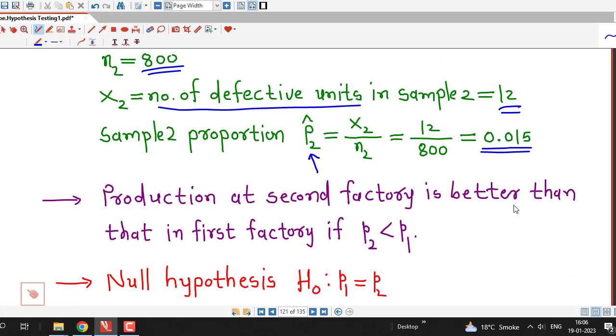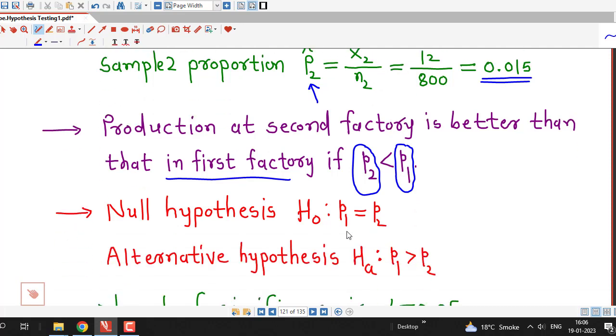Production at the second factory is better than production in the first factory if the proportion of defective items at the second factory is smaller than the proportion of defective items at the first factory. And we consider this null and alternative hypothesis. The null hypothesis always contains the equality sign, so here we consider that the population proportions are the same, and we consider the alternative hypothesis as p2 is less than p1.